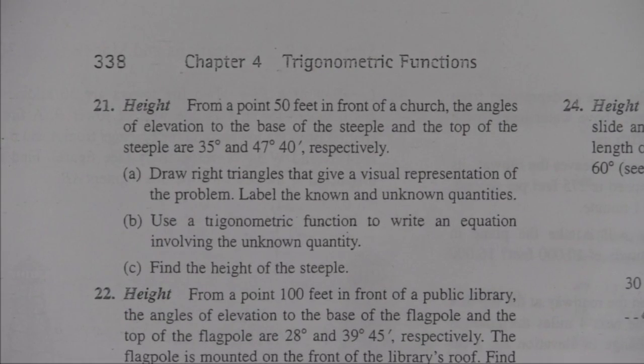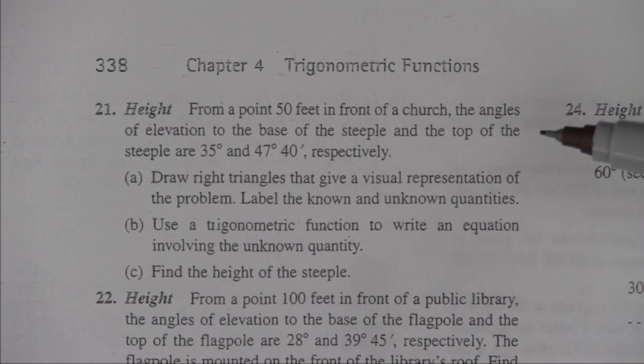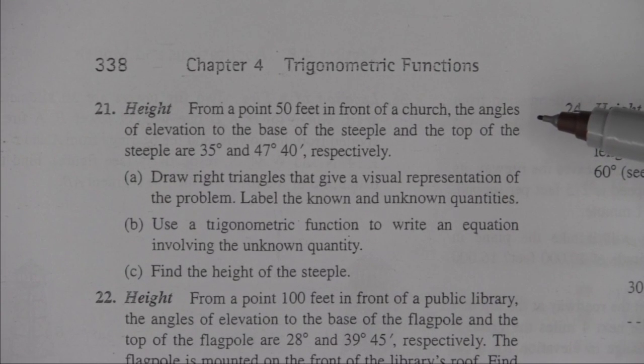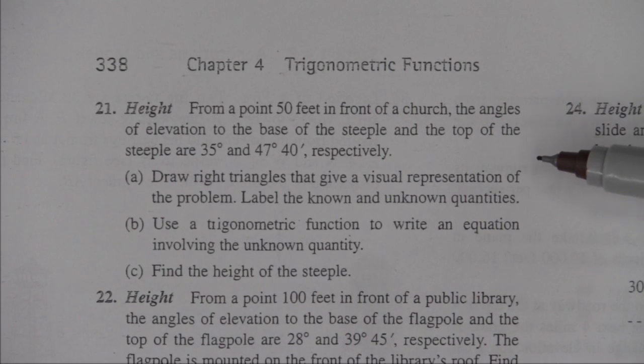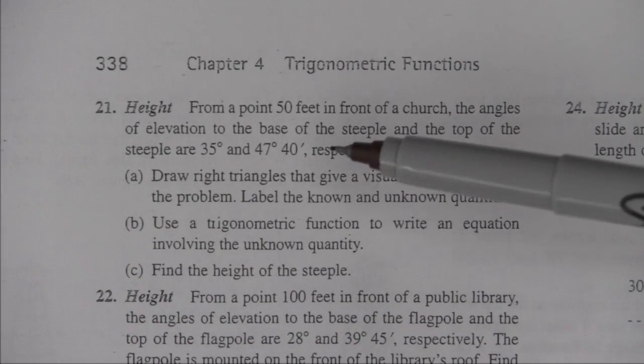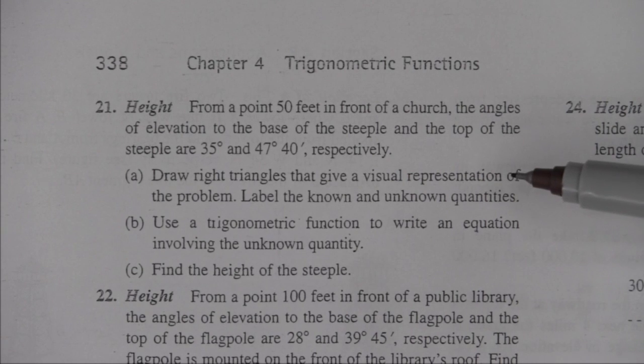We're doing pre-calculus, page 338, problem number 21. So this says, from a point 50 feet in front of a church, the angles of elevation to the base of the steeple and the top of the steeple are 35 degrees and 47 degrees 40 minutes, respectively. And they ask us to do three things.